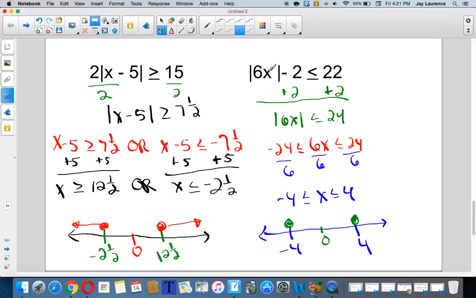6 times 0, 0. Absolute value of 0, 0. 0 minus 2, negative 2. Is negative 2 less than or equal to 22? It sure is. 0 gave me a true statement.